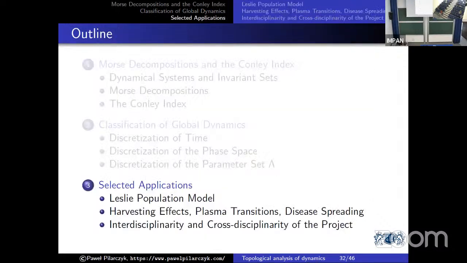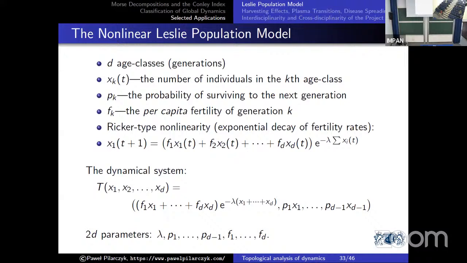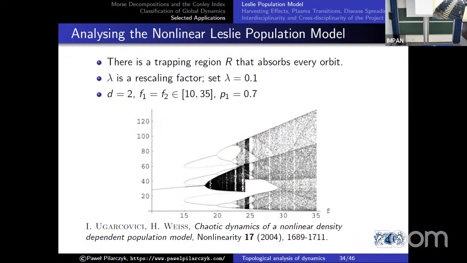Now, finally, the results. The first example system that we analyzed is a Leslie population model. It's a D-dimensional dynamical system. This is a map, so it's a discrete time dynamical system with some nonlinearity and 2D parameters. What people were doing in the literature is fixing everything except for one parameter, and for example computing bifurcation diagrams. What we would like to do is not fix all the parameters, but just fix some, and analyze the global dynamics while all the other parameters vary.